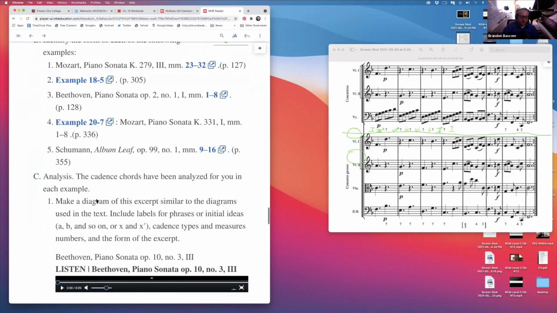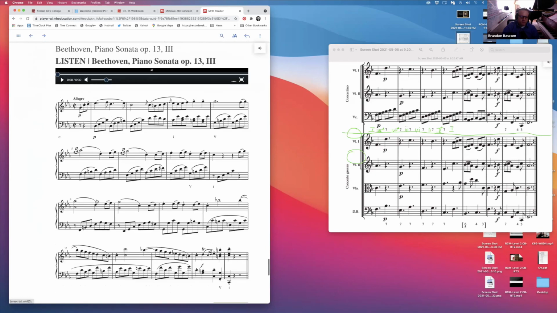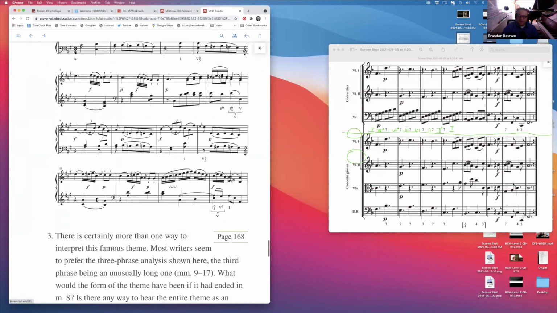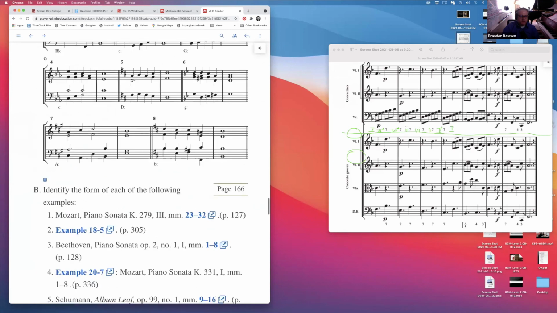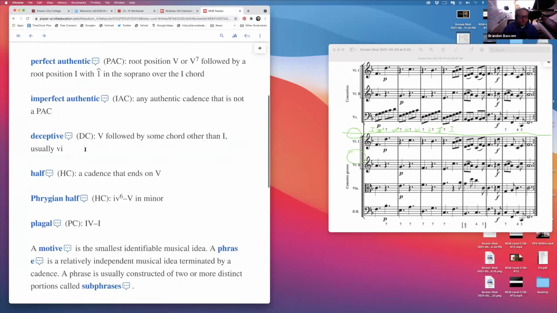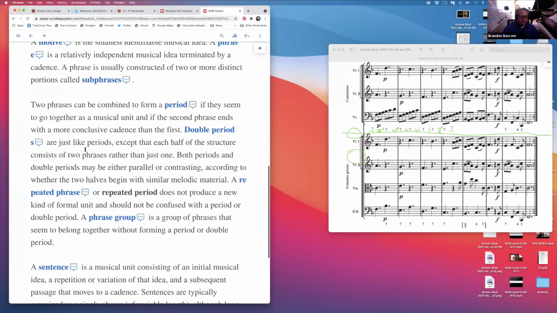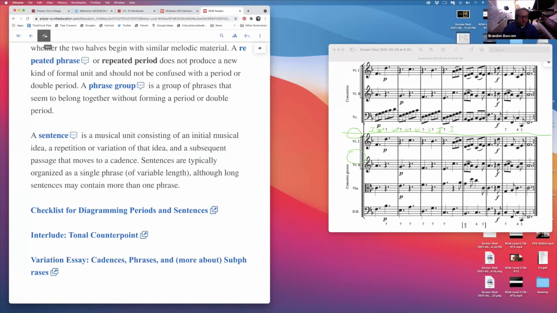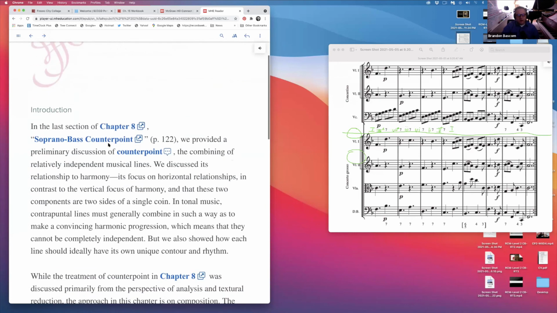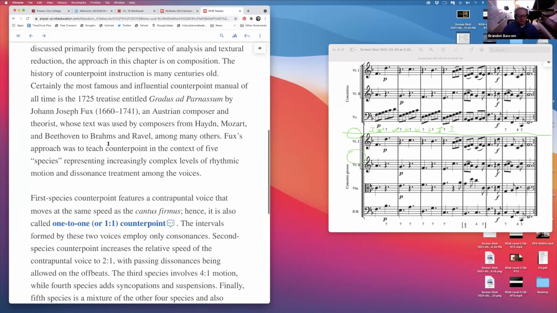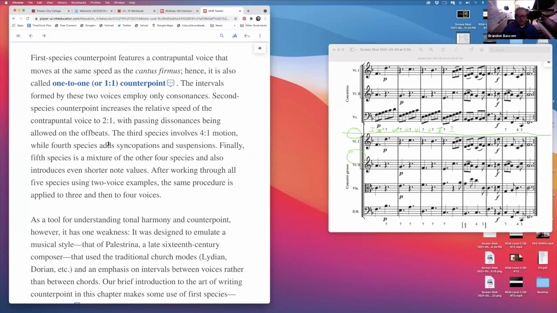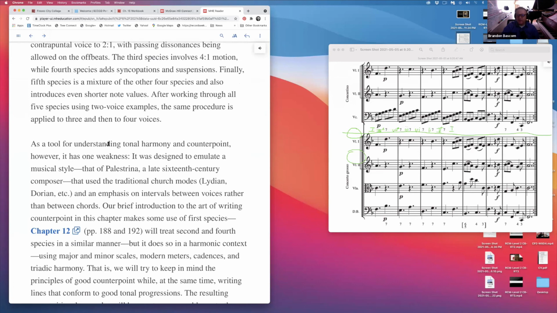All right. Then we took a self-test. And there's your summary for 10. In 11, we started doing two-part counterpoint, 1-to-1. Do you remember this? Man, we've gone through so much stuff this semester.